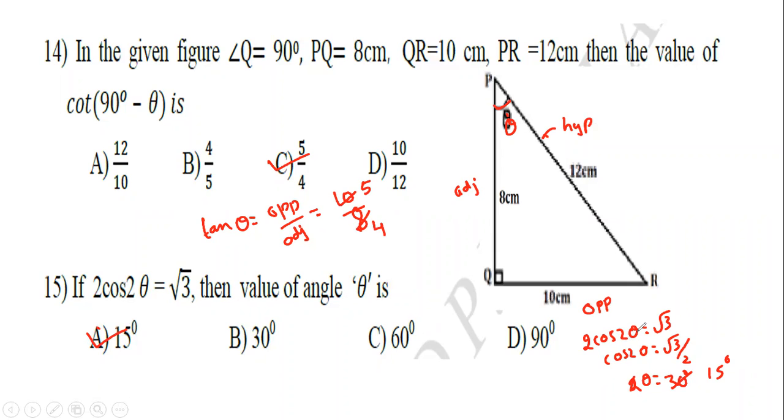This one is 2 cos 2 theta is equal to root 3. Then cos 2 theta is equal to root 3 by 2. Cos of 30 degrees is root 3 by 2. Cancel this one, we will get 15 degrees. Option A is correct. Next, 16th sum.